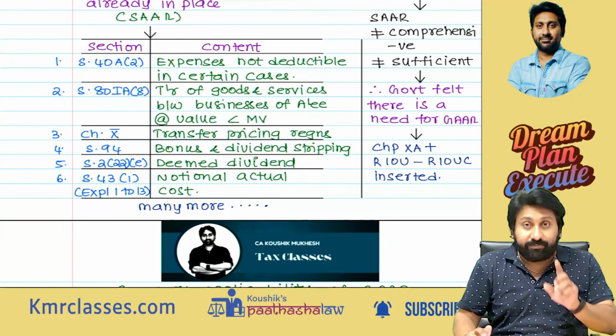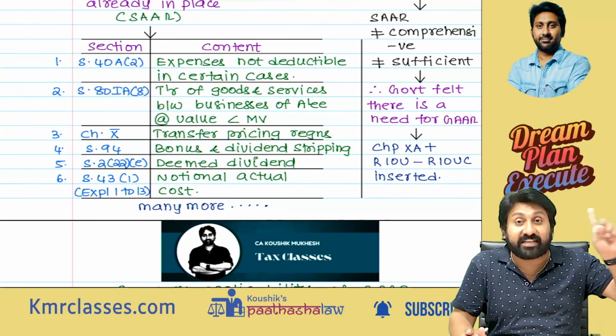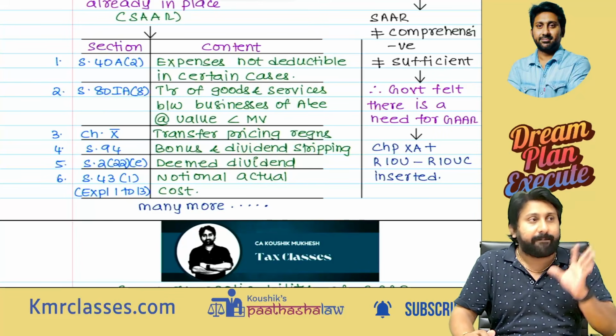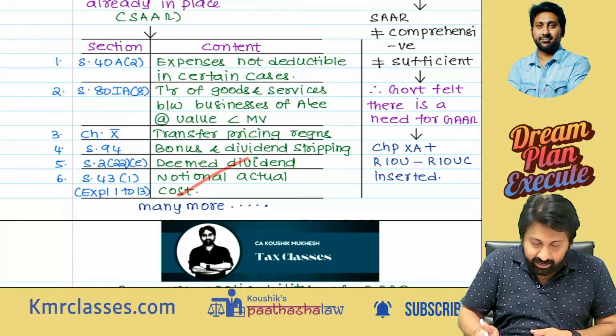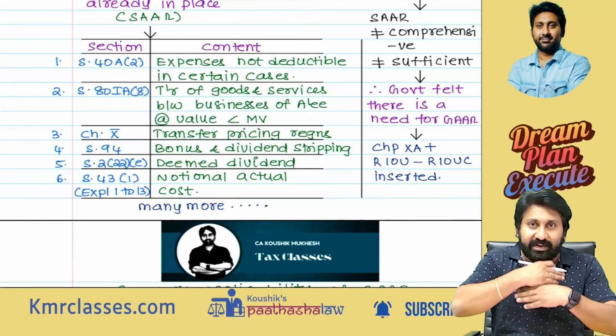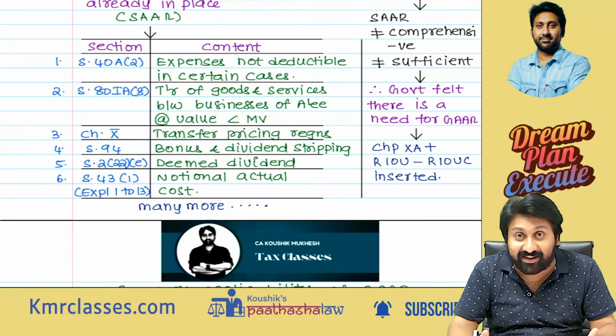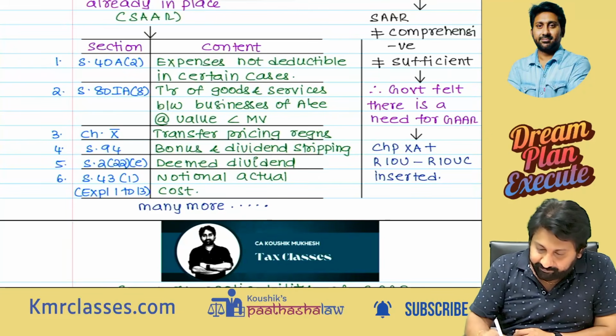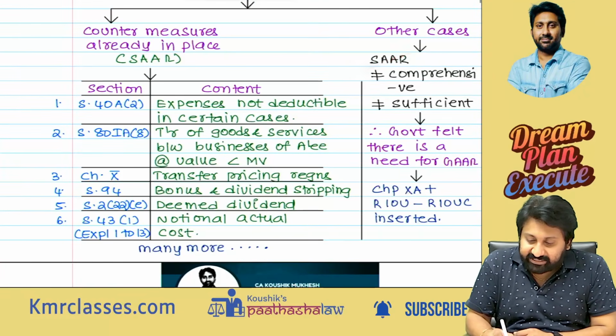Everyone understood? This is what is said in section 43. Go to the depreciation lecture and listen. Finally, I have taught each and every minute detail of the depreciation topic. Next, like this, many more. You ask me, I can tell 39 sections are there in the entire Income Tax Act which specifically concentrate on tax avoidance. Next one, other cases.